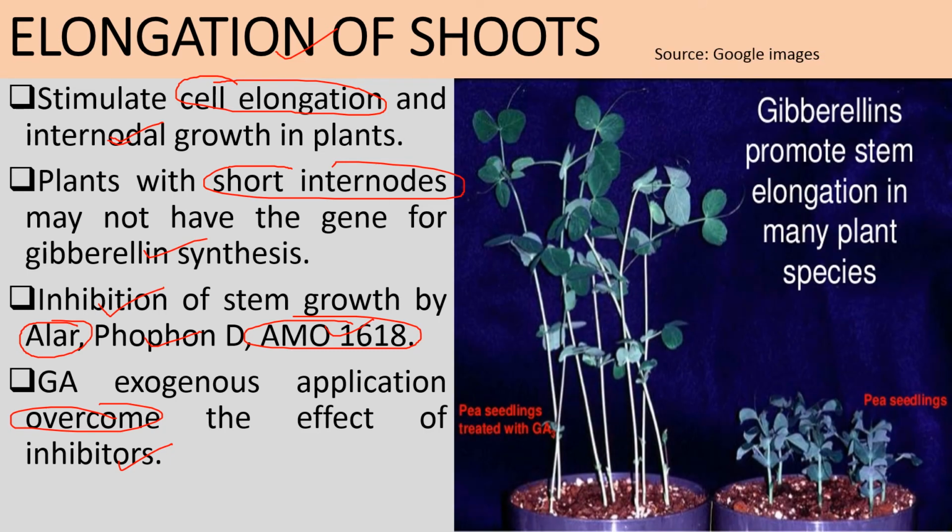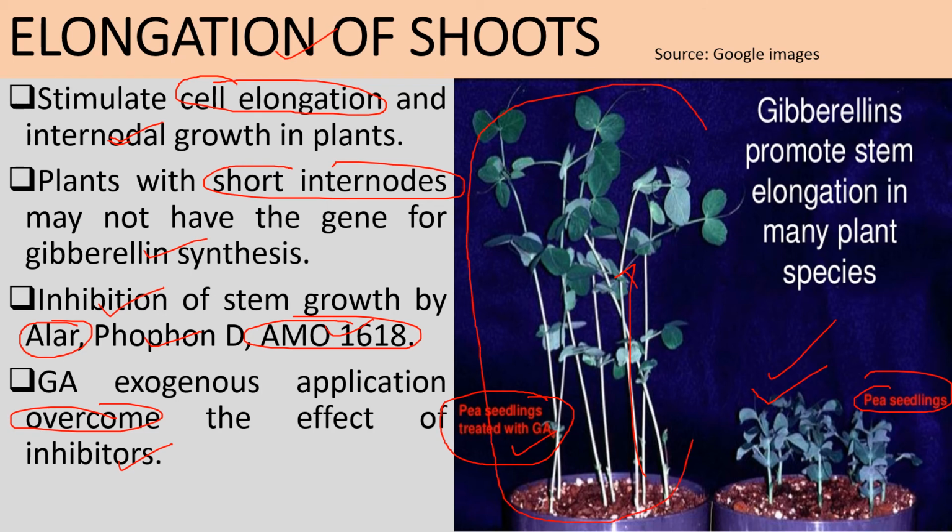So in this picture we can see here, this is the pea seedling which is without GA, and this is the pea seedling with the application of exogenous GA3 gibberellic acid. So they show enhanced stem growth or elongation of internodal growth as compared to this control plants. ये बहुत ज़्यादा growth show करते हैं when the plants are treated with GA gibberellic acid, which proves that gibberellin promotes stem elongation in many plant species.